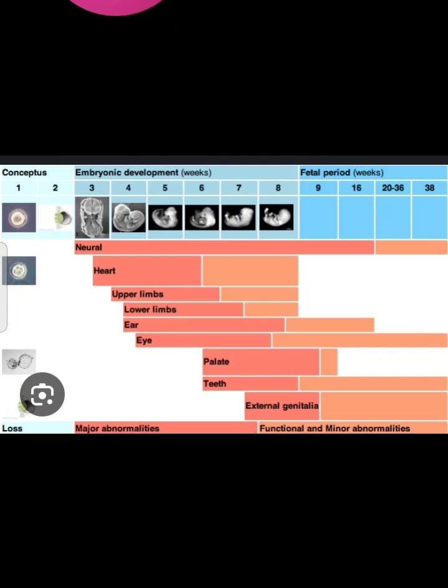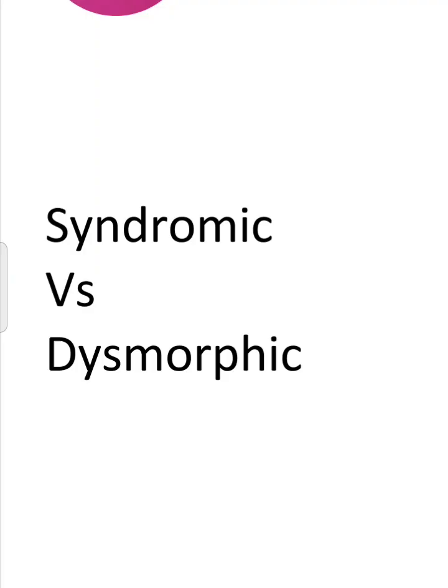With preconceptional folic acid supplementation. And now we are moving to our topic, syndromic versus dysmorphic. These are not similar terms, and I will highlight and explain why. What is meant by dysmorphic? The term dys originated from a Greek word meaning disorder, and morph means shape. So dysmorphic means disordered shape.